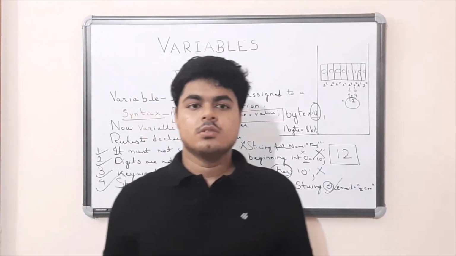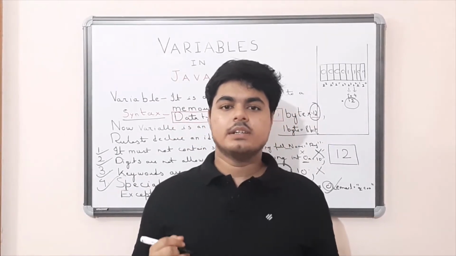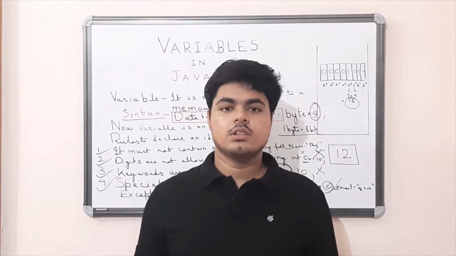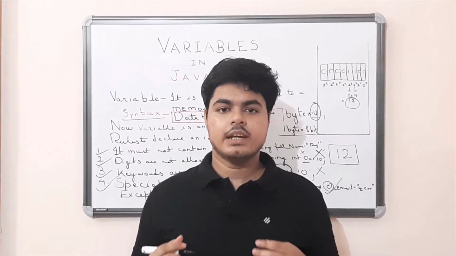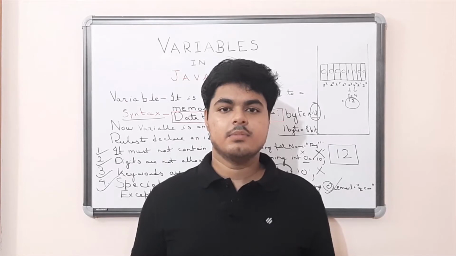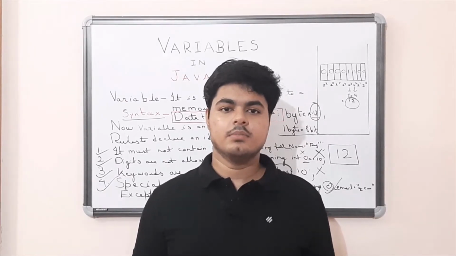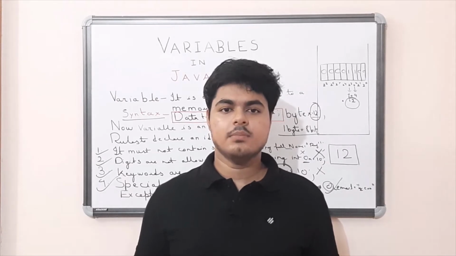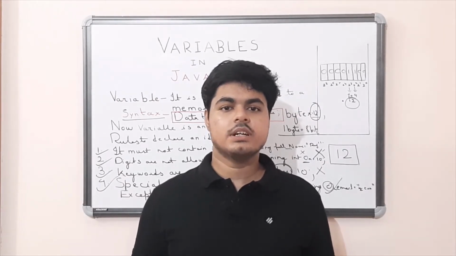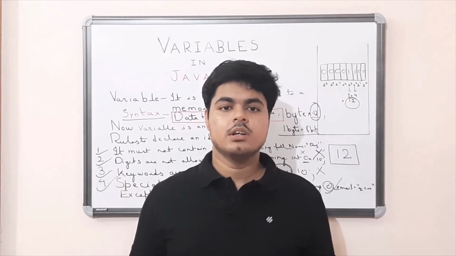Now we came to know about the basic idea, what is a variable, how it is stored in the memory during execution time, and various rules to declare a variable. Now in Java there are three types of variable. Number one is static variable, number two is non-static or instance variable, and number three is local variable. Now we will see each of them one by one.